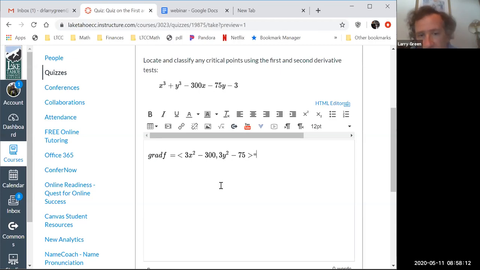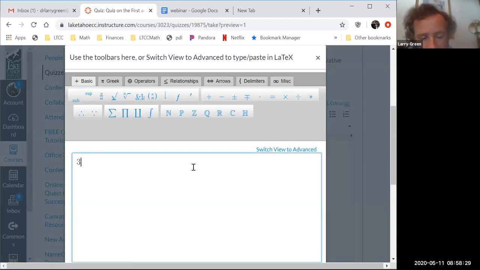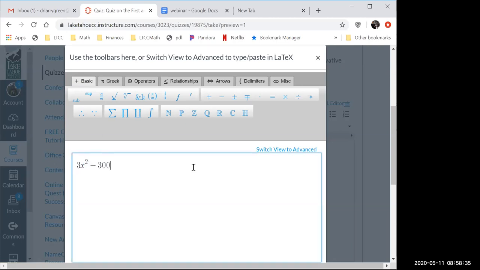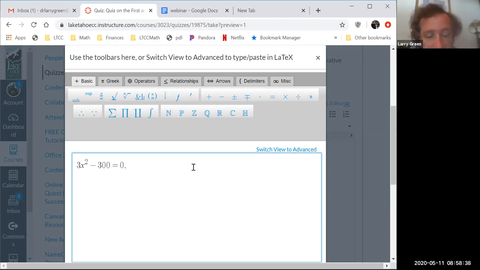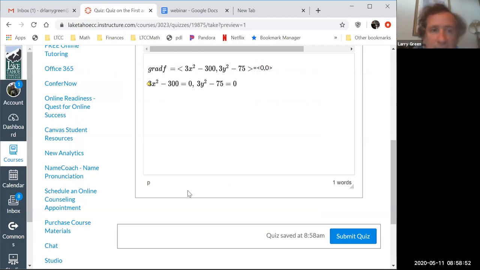Okay, we need to set that equal to 0, 0. When you have a vector equals the 0 vector, that means each of those components is 0. So that tells you 3x squared minus 300 is 0. Let's write that out. We get 3x squared minus 300 equals 0, and we also get 3y squared minus 75 equals 0. Any questions on that?